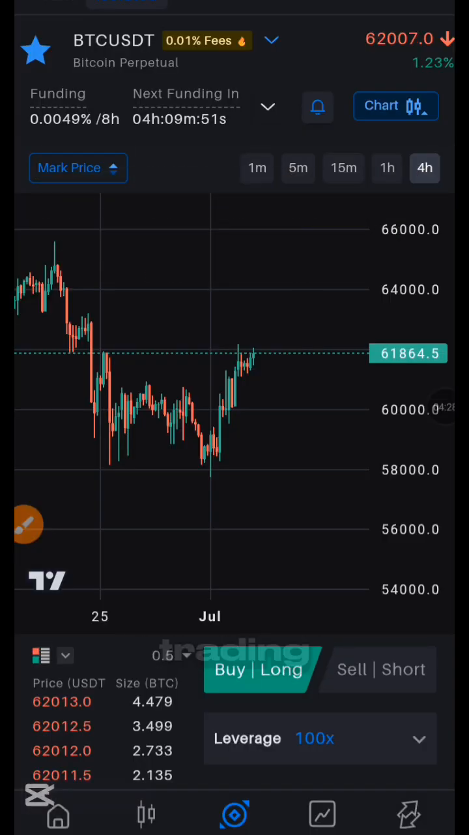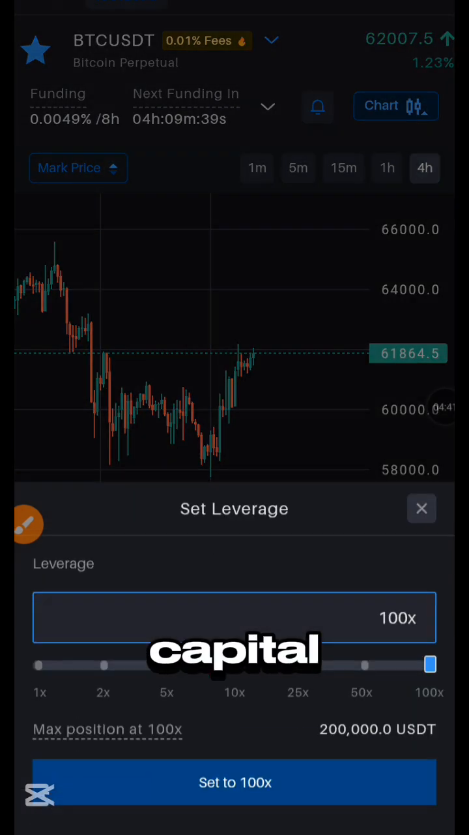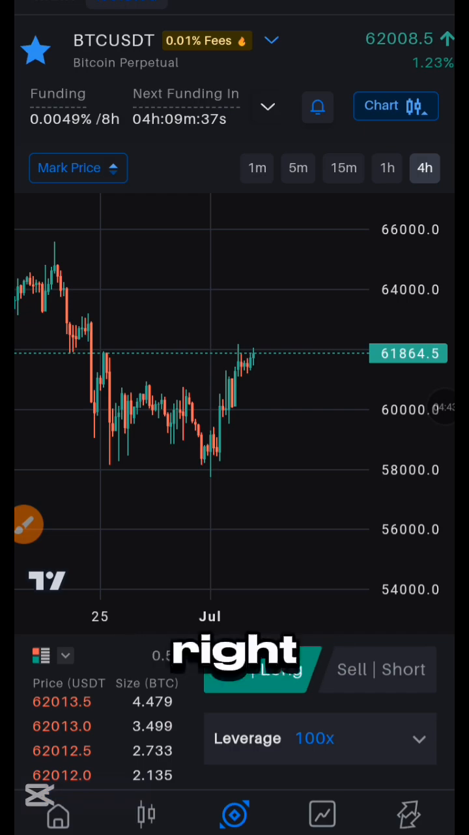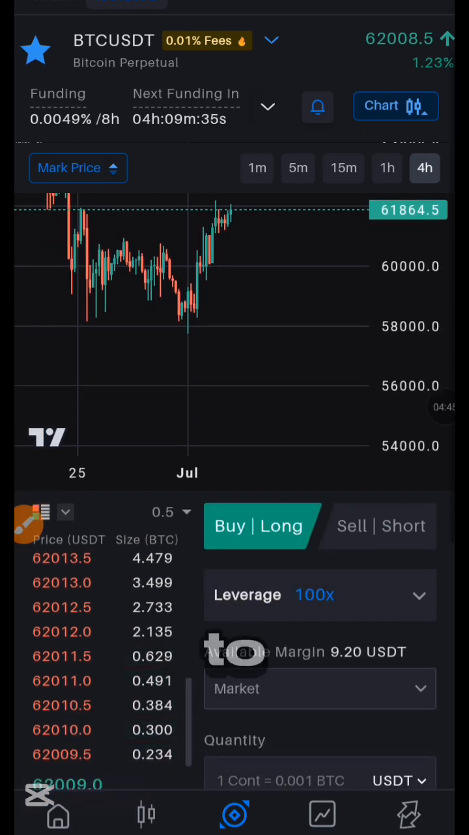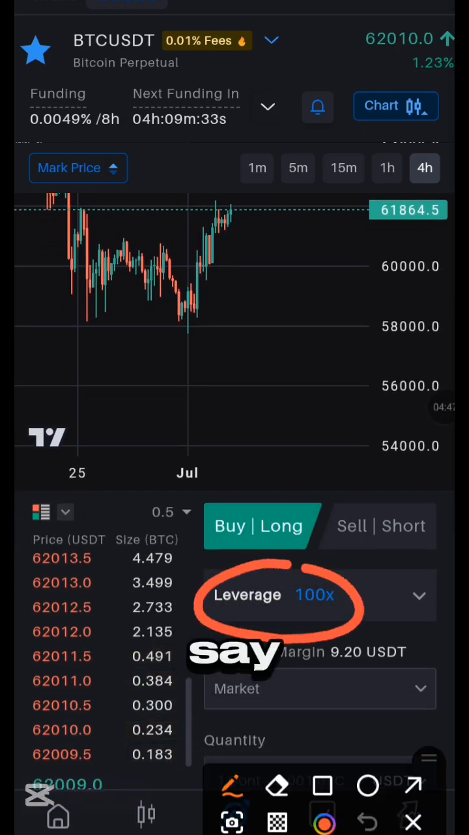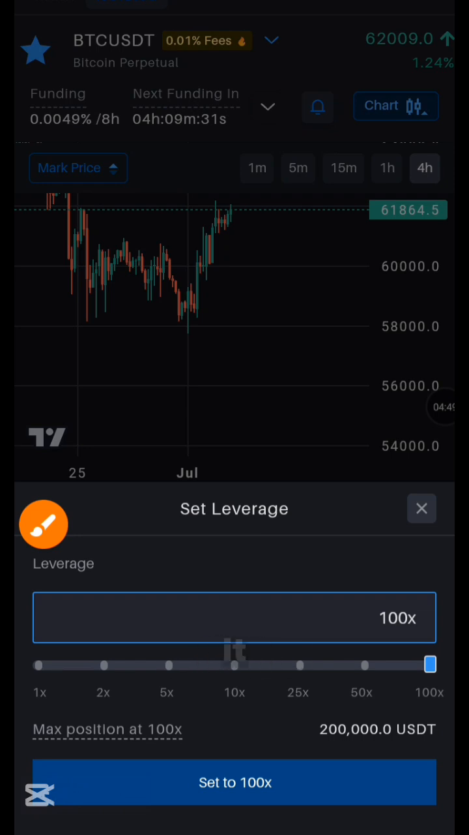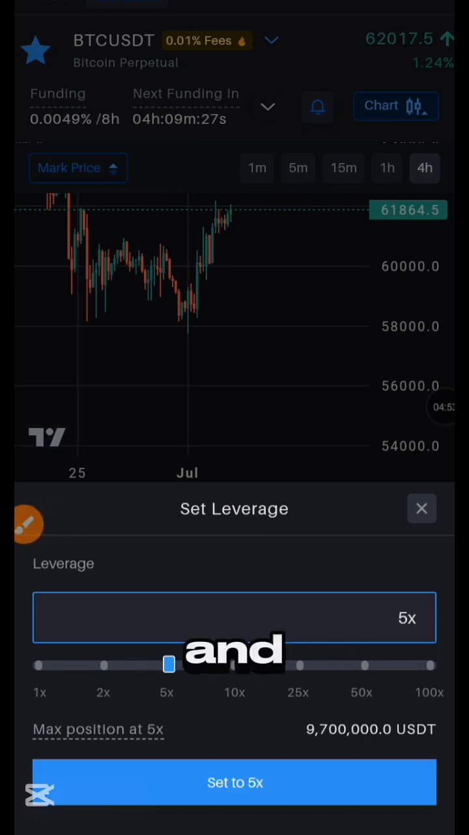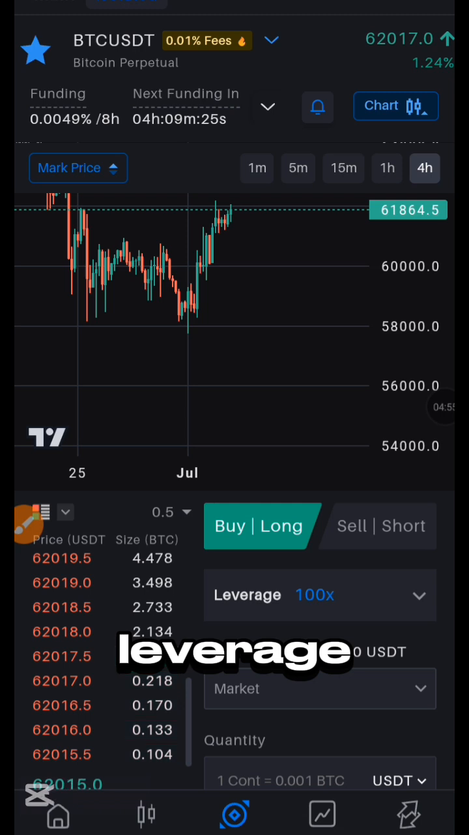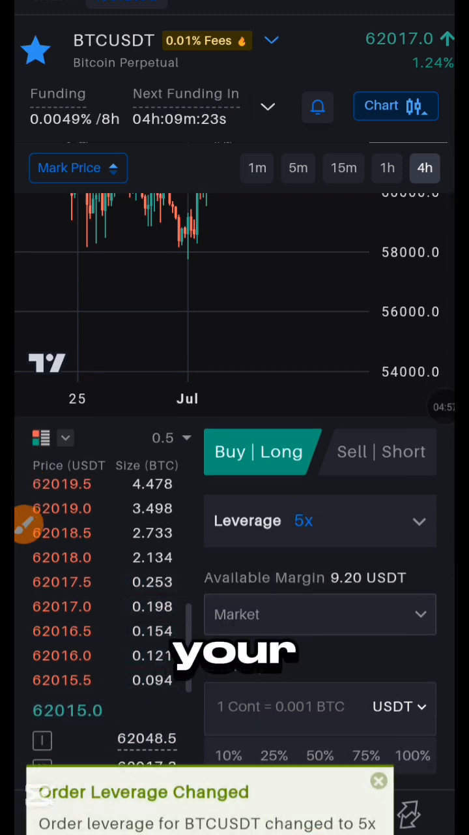Leverage simply means trading with more buying power than your actual balance. Let's take for example, you have $100 capital, and you come to this leverage option on your exchange. If you click on it, let's say you use 5x leverage to open a trade on your $100.